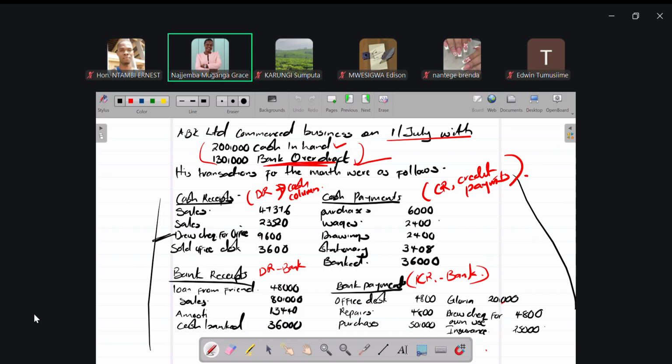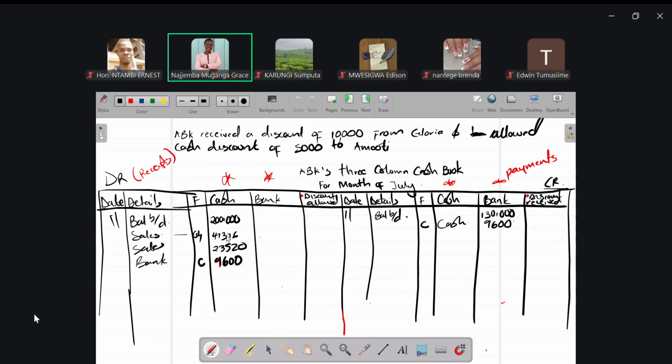Then sold office desk, 3,600. When the question is silent, we assume they used cash. And we had the heading already. Sold office desk, we are receiving. Excuse me, madam. I think this cash on the credit side is supposed to be written on details, not on cash. Oh, sorry.